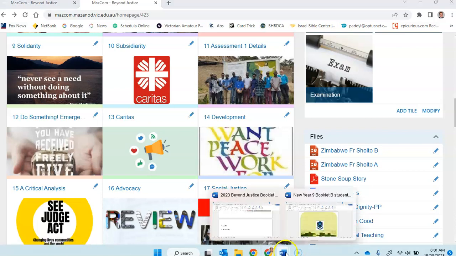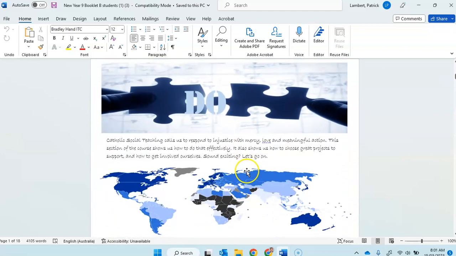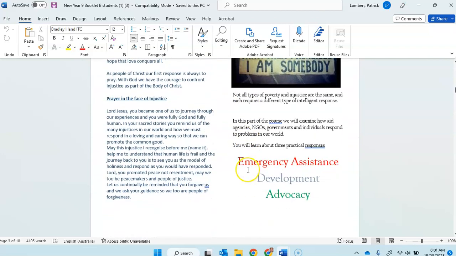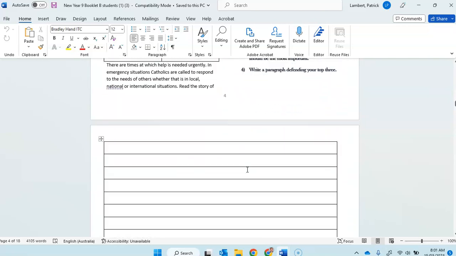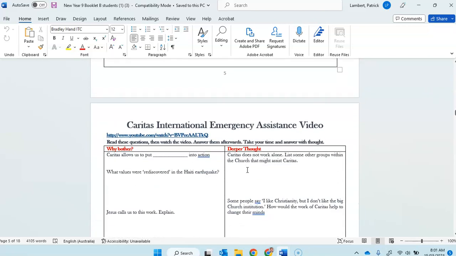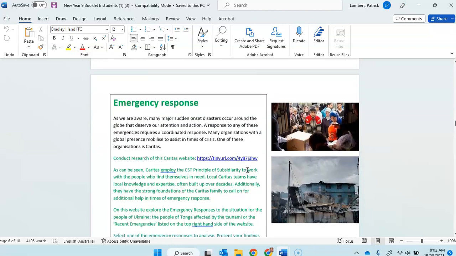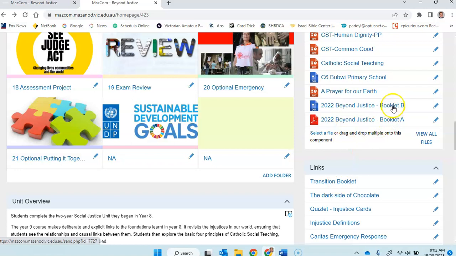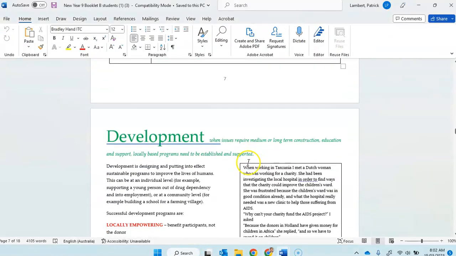So let's have a look at booklet B. It's the one you're receiving this morning. You can put your name on it and your homeroom. It's going to be all about when we do something. So you can be having a look at this during the double lesson and thinking about what action you can be taking, and you can look at some of these links. This is also on the class unit page, booklet B. You've got a soft copy of it, but it's also here. Any of these links on it, you can go and have a look at.